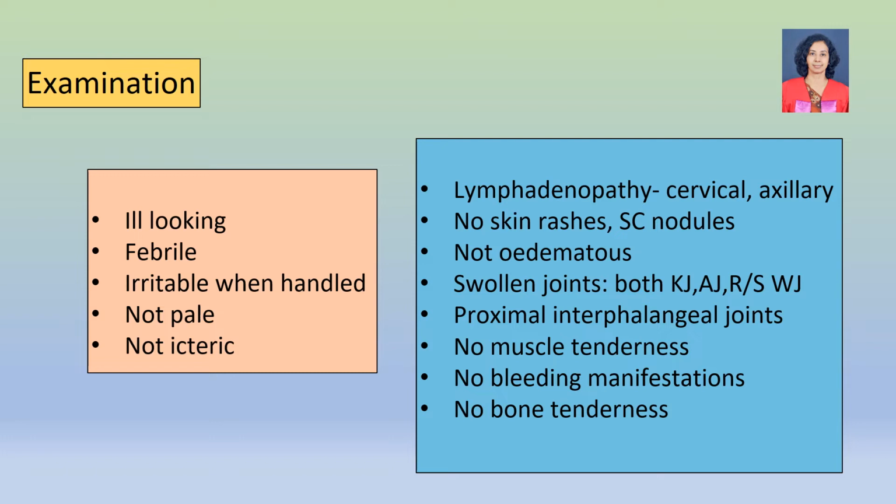He was noted to have swollen joints at both knee joints, ankle joints, and the right side wrist joint. Proximal interphalangeal joints were also found to be inflamed. He did not have muscle tenderness, and there were no bleeding manifestations and no bone tenderness. So these are the findings on general examination. So let us see what were the findings on systemic examination of this patient.